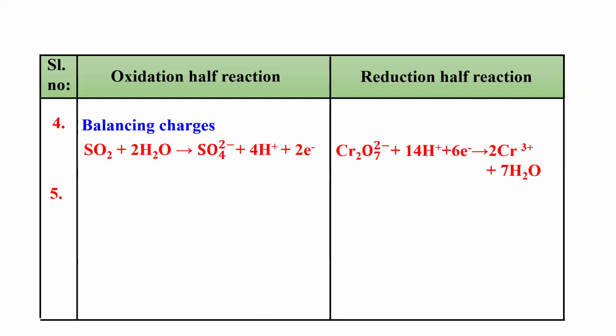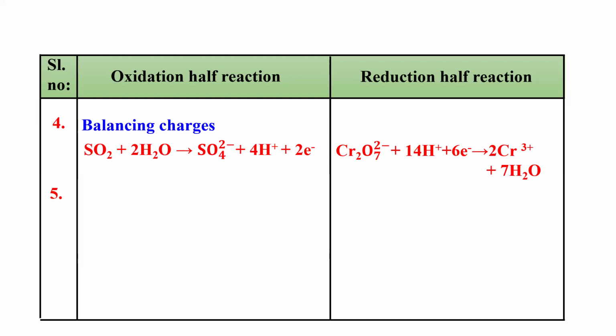Now at this step, look at the 2 half reactions carefully, Ritika. You will come to know that in one part of the reaction, we have 2 electrons and in another part, we have 6 electrons. We understand that electrons do not have an independent existence, right? So we have to make the number of electrons equal.